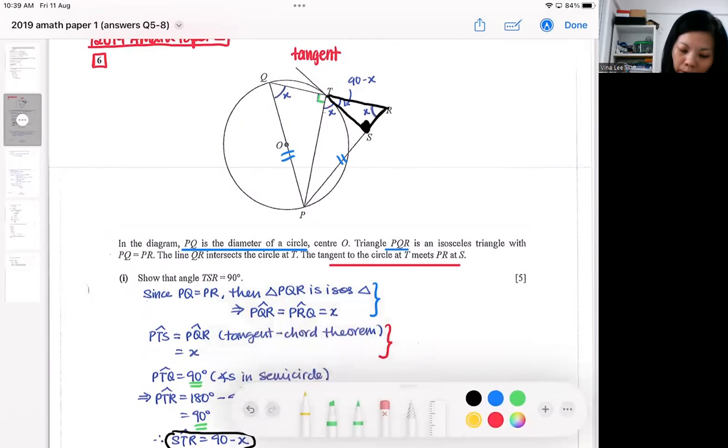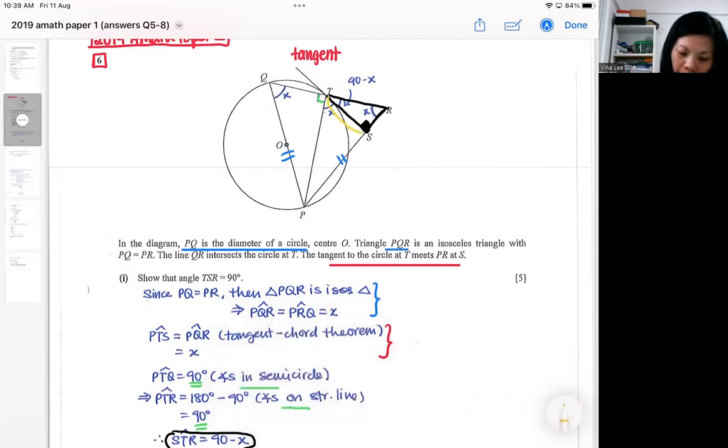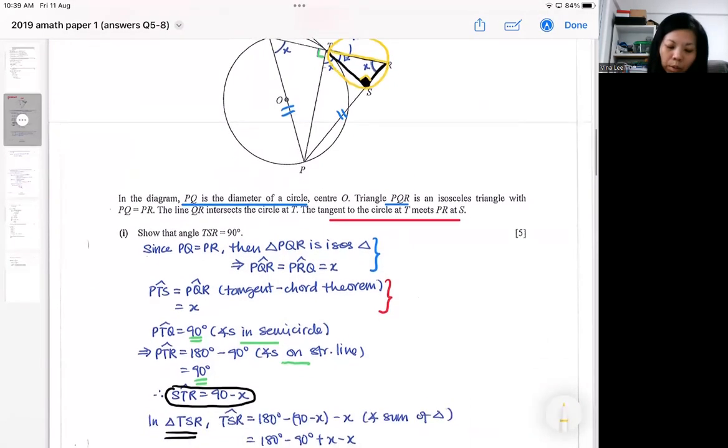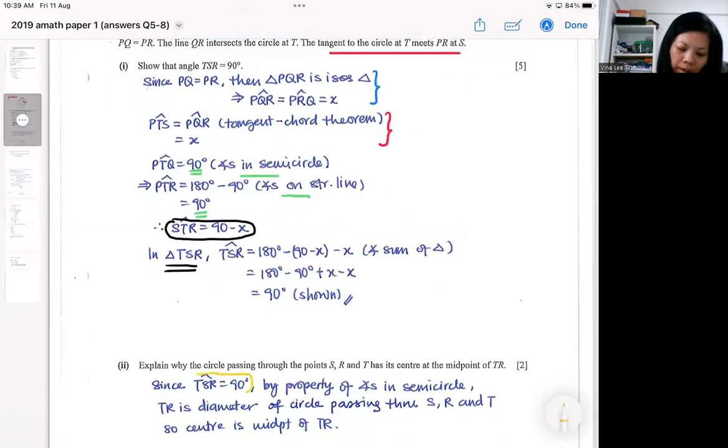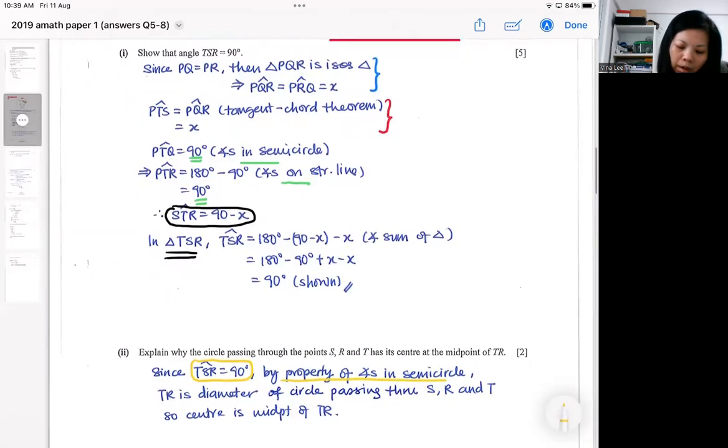The circle passes through T, S, R. It is quite an ugly circle. It doesn't even look like a circle. But because there's a 90 degree here, we can deduce that this is the diameter. So you do need to explain that due to this 90 degree, and by using the property of angle in a semicircle, TR is the diameter. And that's why we have a circle passing through, and the center is actually the midpoint of TR.